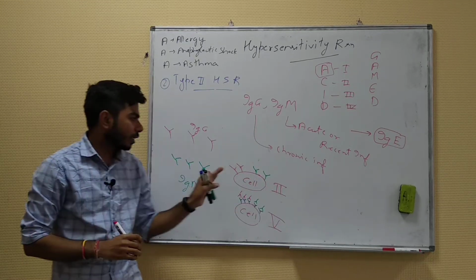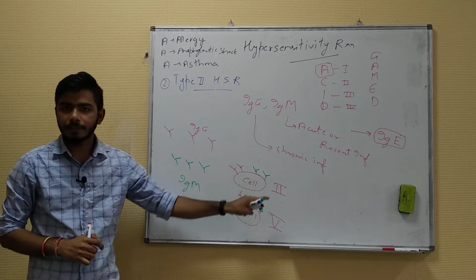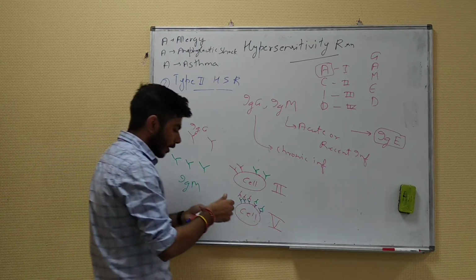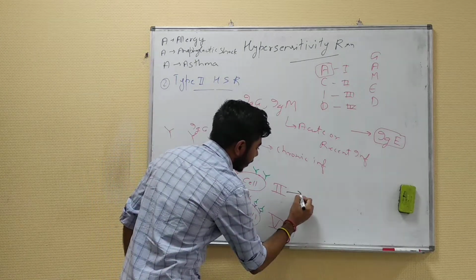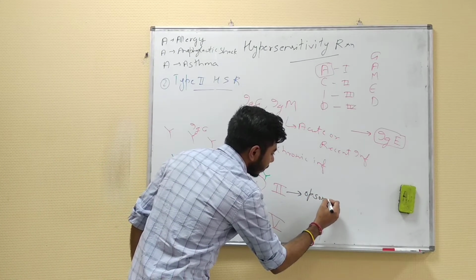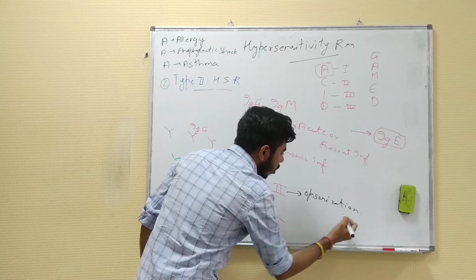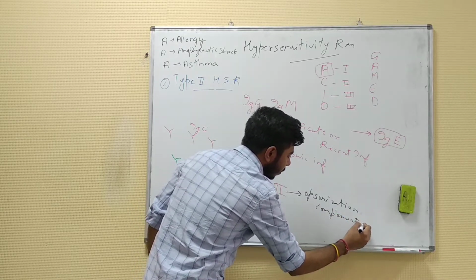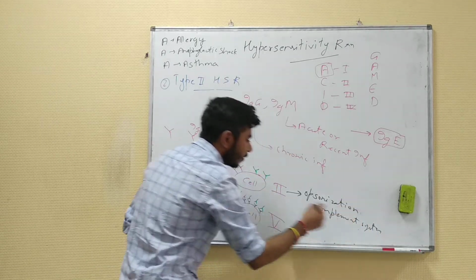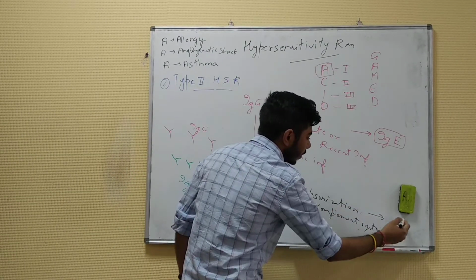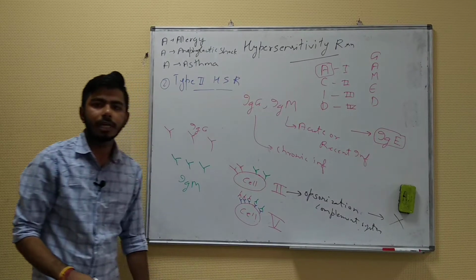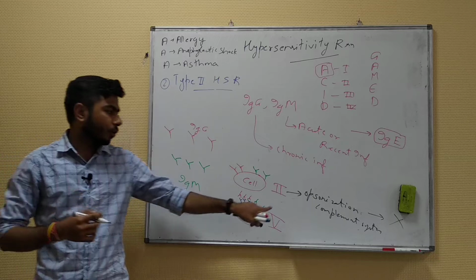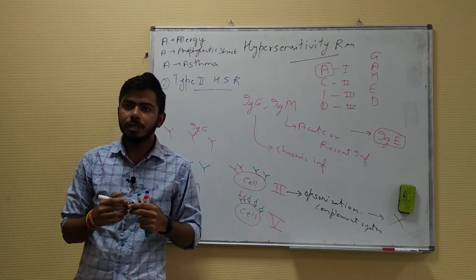in the blood vessel. They will be binding to the cell surface. As they bind to the cell surface, they will be activating the opsonization reaction, or they will be activating the complement system. And finally, with the help of this system, the cell will be destroyed. That's why we call this hypersensitivity cytotoxic hypersensitivity.